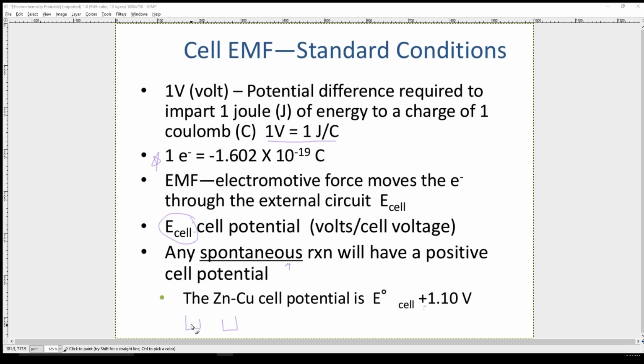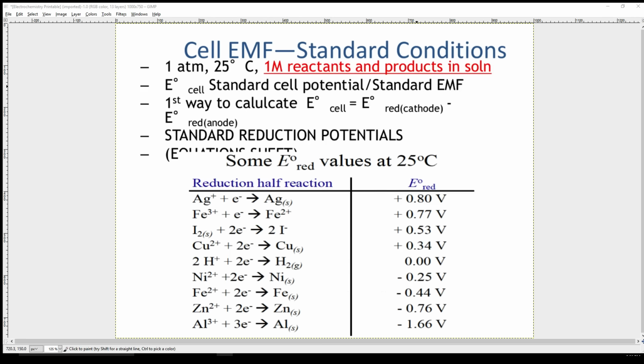So anyway, you have a cell that has zinc on one end and then copper in ion form over here, and they're connected by a wire. So this zinc copper cell potential is plus 1.10 volts. We're going to be assuming that these are happening in standard conditions. Remember, standard conditions are 1 atmosphere, 25 degrees C. It's basically like room temperature and pressure. And this is also assuming that we have one molarity, so the concentration of 1 for reactants and products in solution.